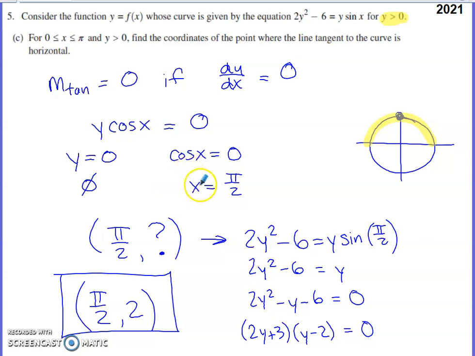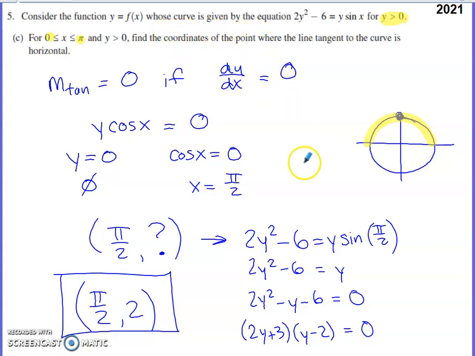But then setting cosine of x equal to 0, there is one location on the unit circle that gives me a cosine answer of 0 that lies between 0 and pi, and that would be pi by 2. So x being pi by 2 makes the tangent line have a slope of 0, so it gives us a horizontal tangent line.